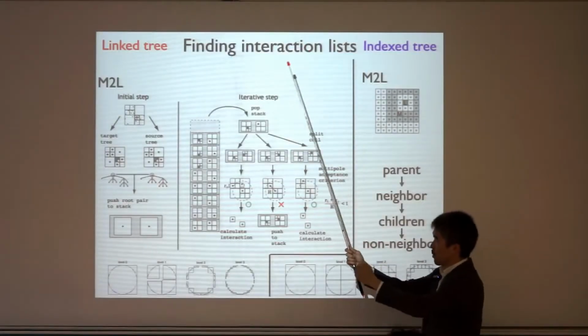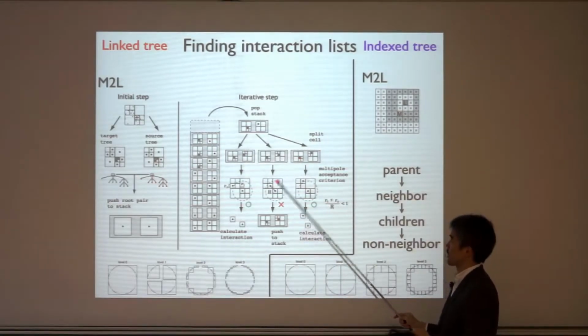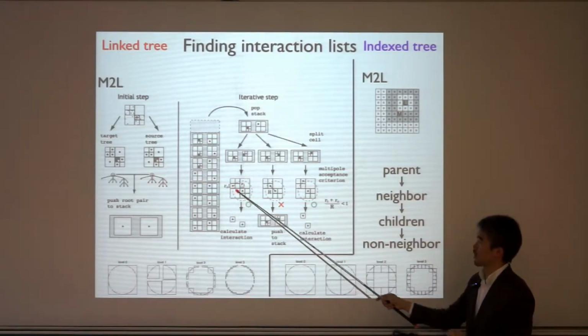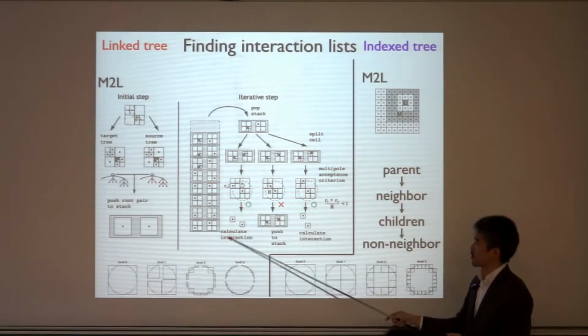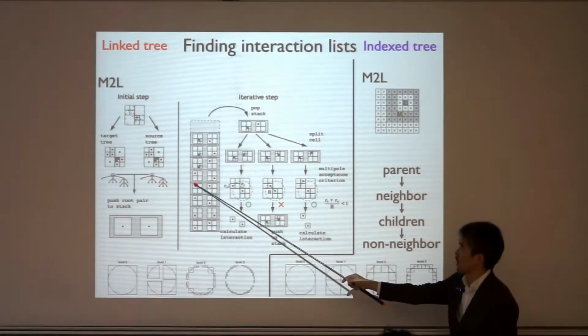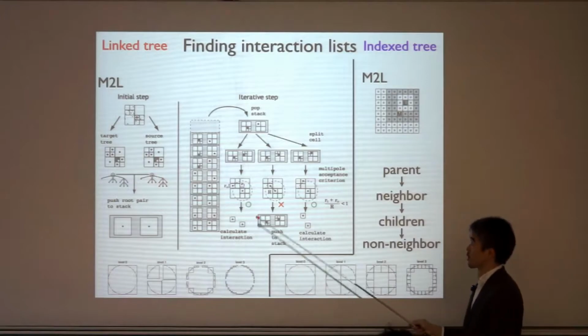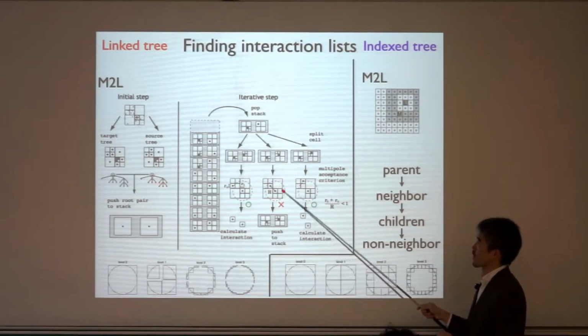Non-neighbors at the parent level, because once you divide them into children, you check if they're neighbors. If they're non-neighbors, you do the calculation. If they're neighbors, which means it's inside this circle, then you push them back into the stack so they get divided again. So that means everything that's pushed into this stack is a neighbor.